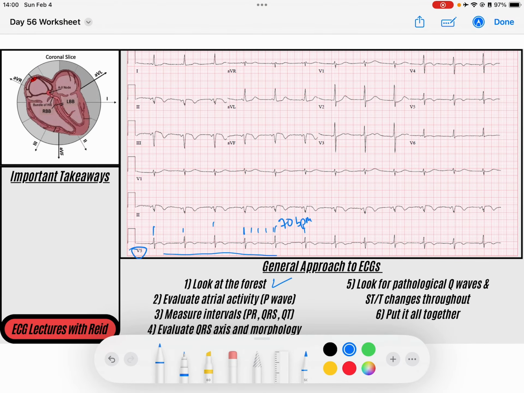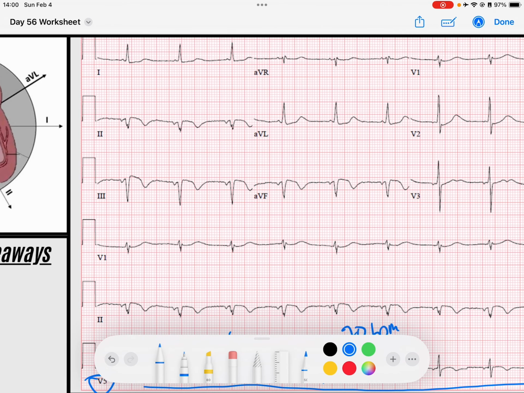And as I scan across here, I see that there are no skip beats. It's pretty regular. I notice that there are P waves here in front of every QRS. That's somewhat reassuring. So let's go ahead and go down our pathway to approach this ECG. First thing we're going to do is evaluate the atrial activity, and we do that by looking at our P waves.